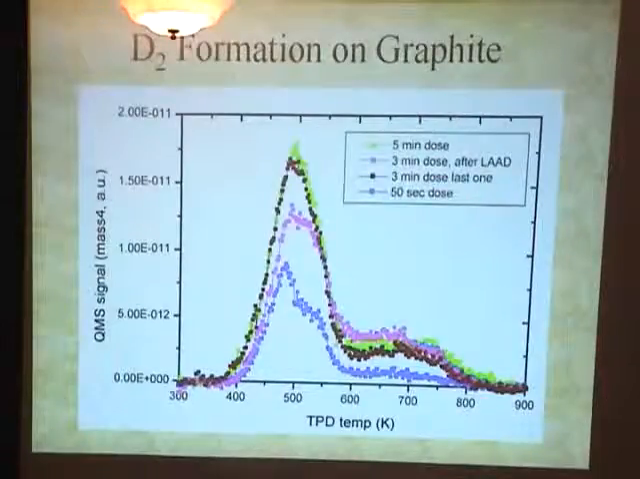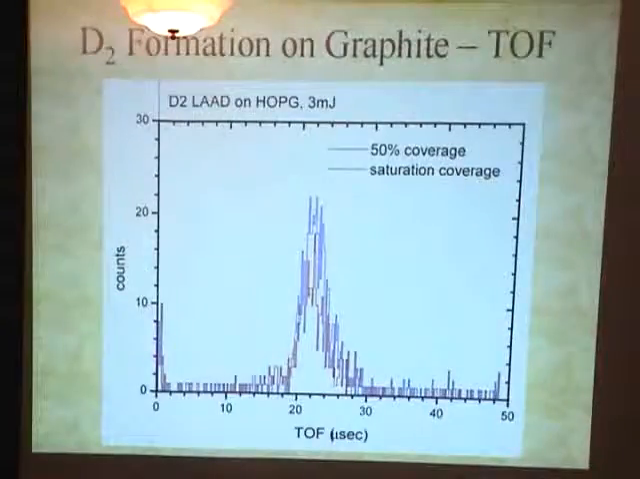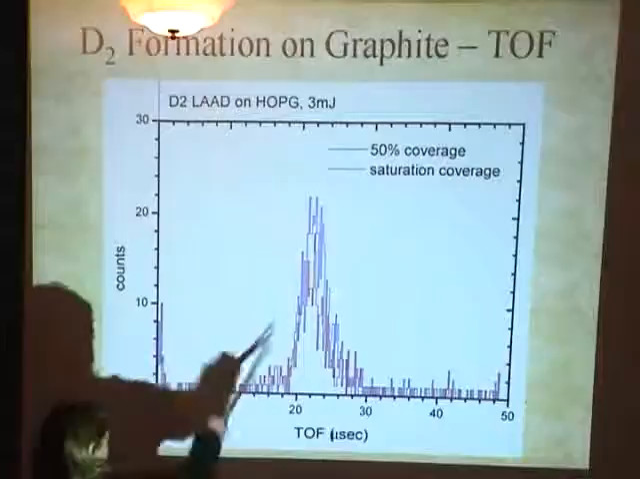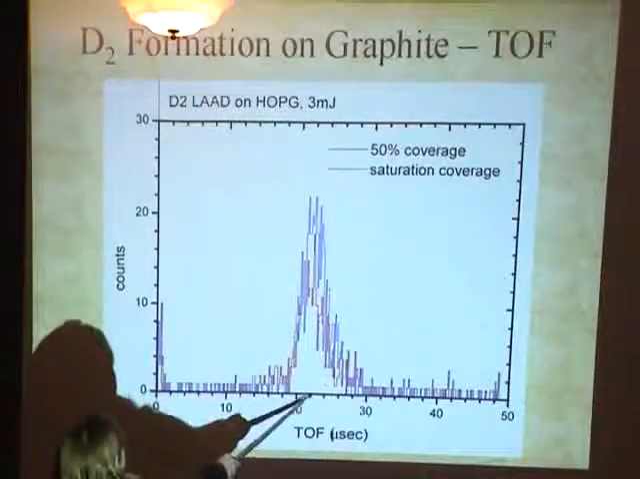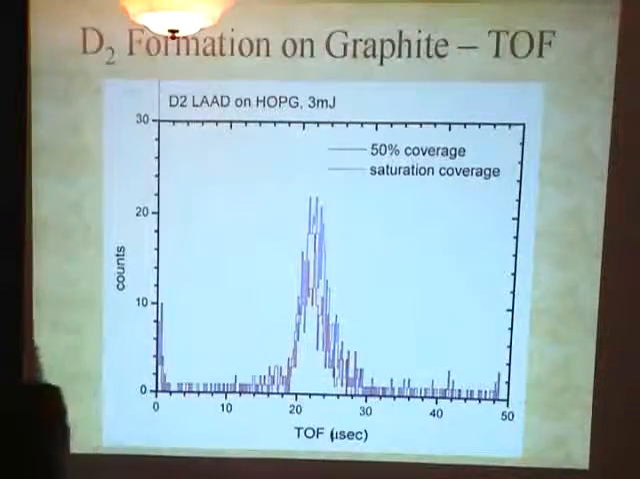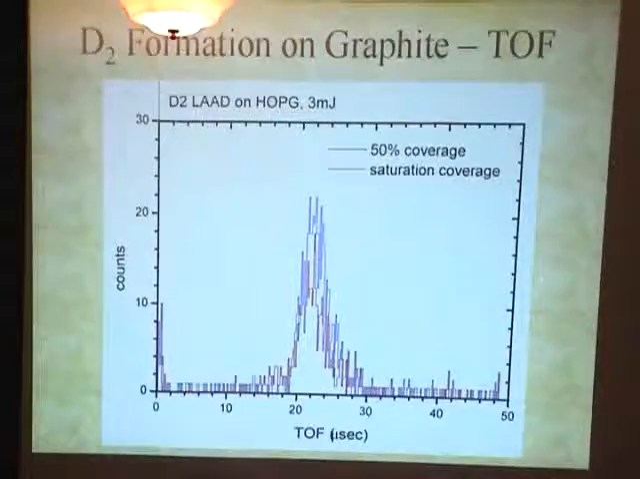So here we see we can also form D2 on graphite. We've done the same type of laser absorption measurement as I showed you before, but here, instead of coming off on a time scale of 200 microseconds, we are now seeing molecules coming off on a time scale of 20 microseconds. The red and the blue are essentially the same in this case. So this means they're coming out quite hot. They're coming out at energies which are 100 times bigger, corresponding to several thousands of Kelvin.